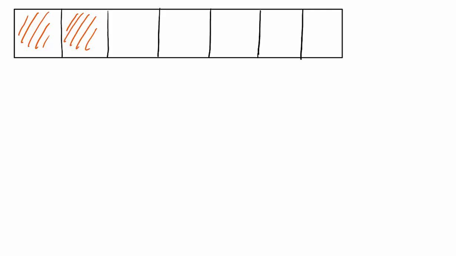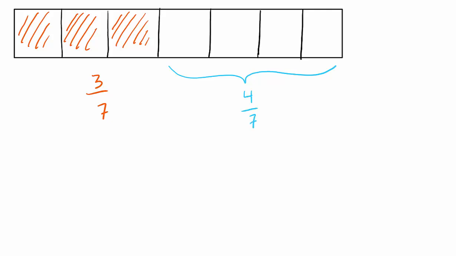And then one last example, we're going to break this rectangle into 7 parts. And if I were to shade these 3 pieces over here, I have 3 out of 7. And over here, another way of looking at it is that we have 4 out of 7 that are unshaded. And we'll explore more in the next video.